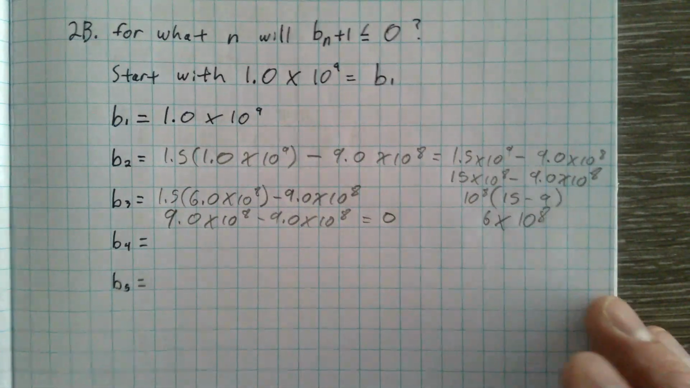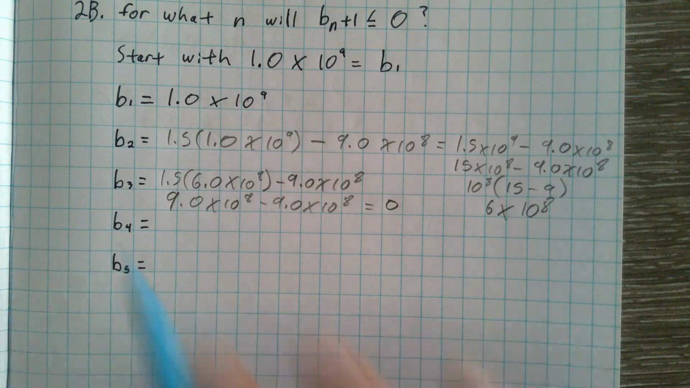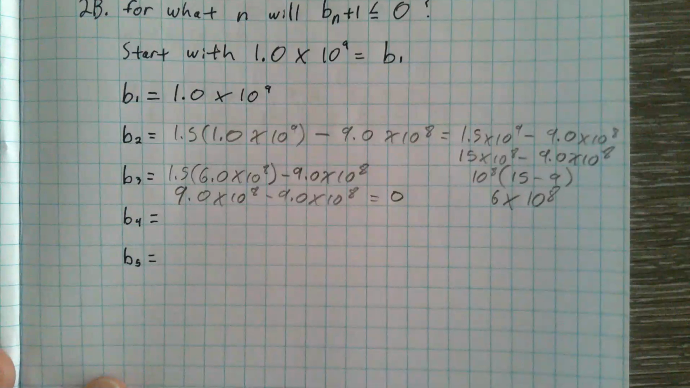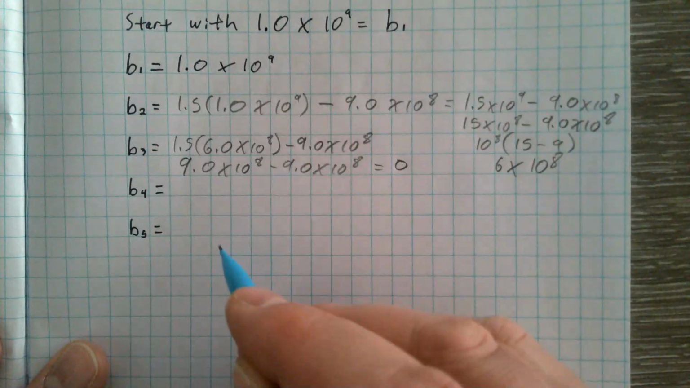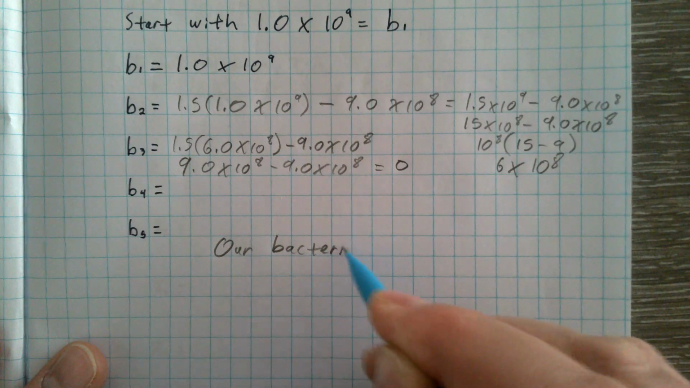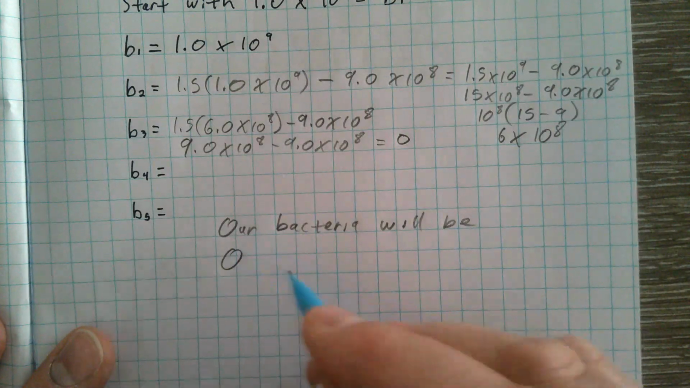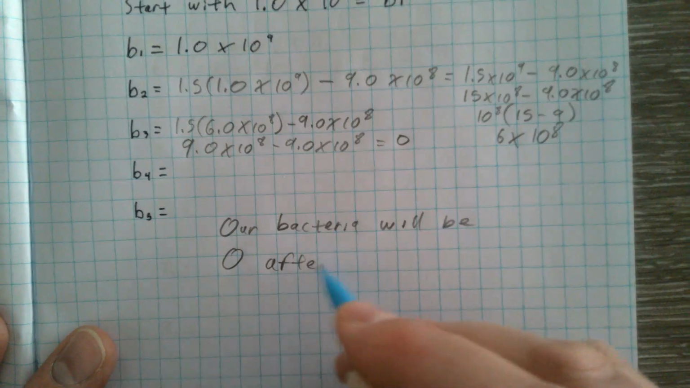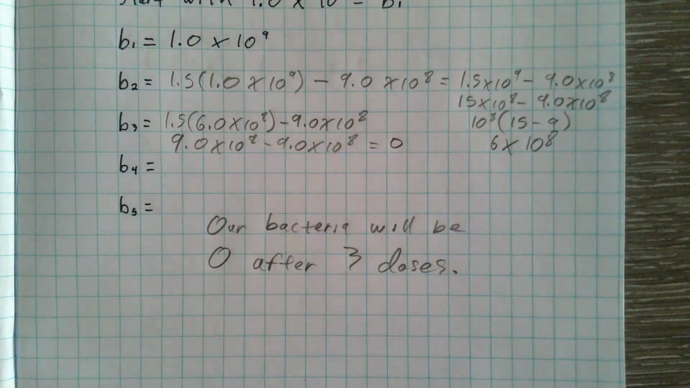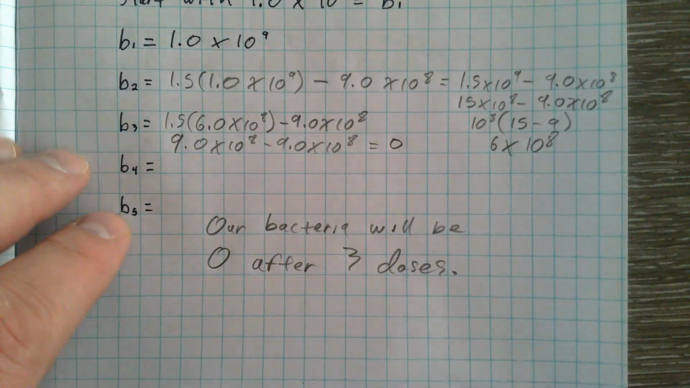So the answer to the question, for what value of n will our term be less than or equal to 0? What it's asking is, after how many doses of our drug will the bacteria be 0? Our bacteria will be 0 after 3 doses. Our bacteria will be 0 after 3 doses.